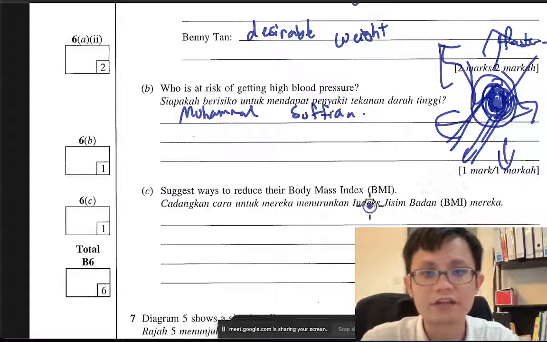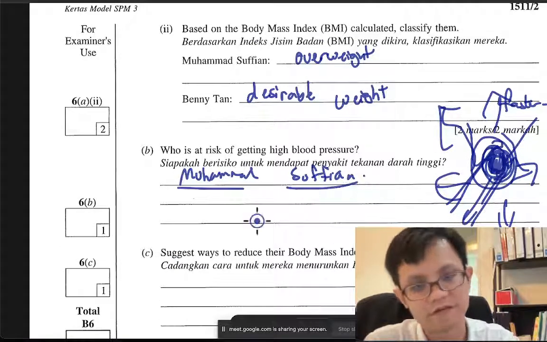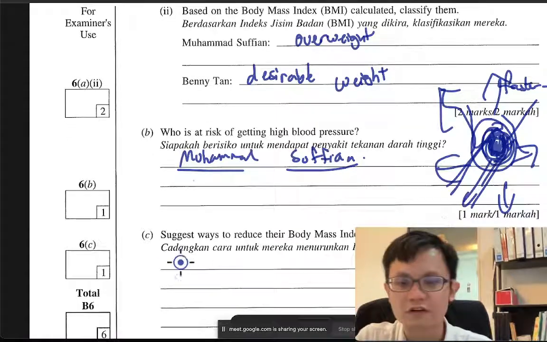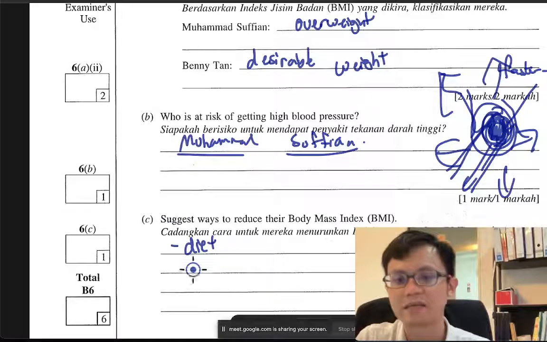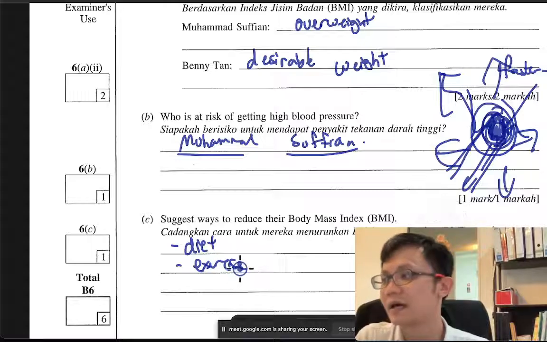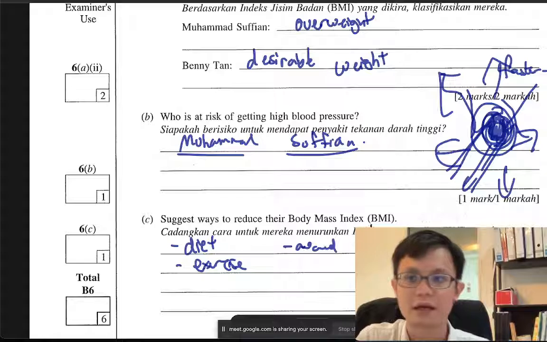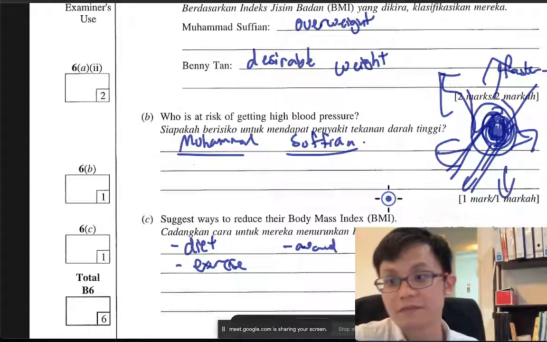Suggest a way to reduce. So now we know that Muhammad Sufyan is obese, fat, overweight. So what should Muhammad Sufyan do? Of course there are many answers. You can say a healthy diet, he must have enough exercise, and he should avoid high calorie food.